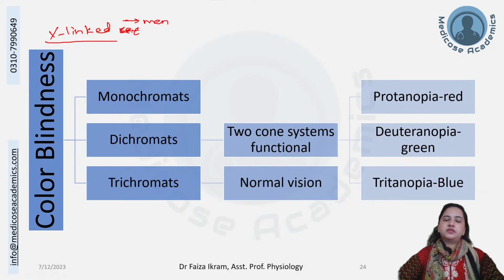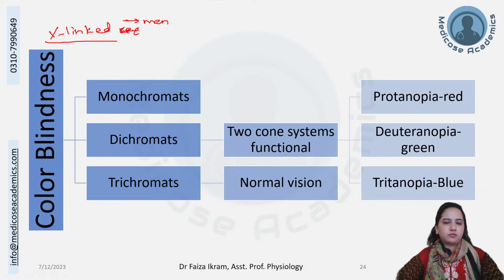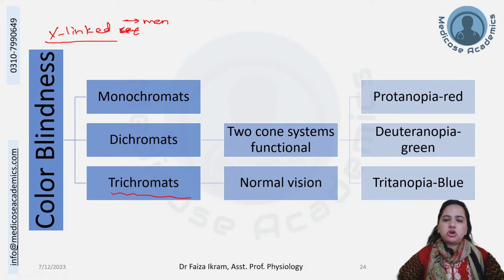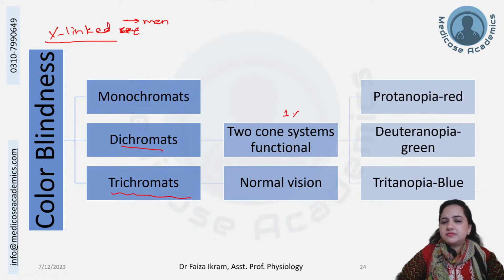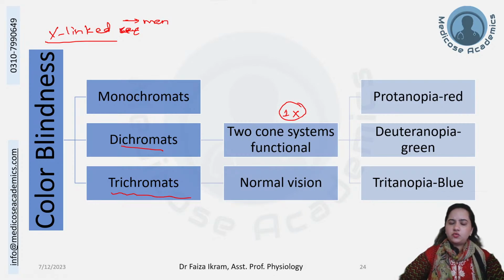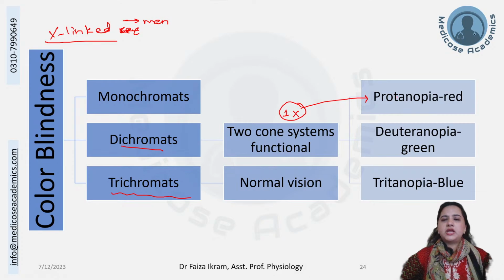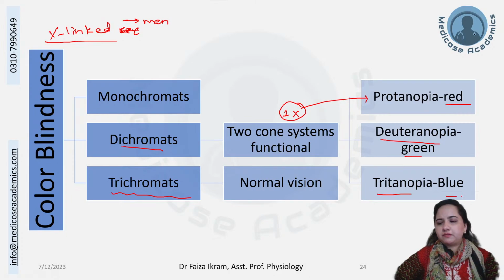Color blindness can be of three types: monochromats, dichromats, trichromats. Trichromatic vision is actually the normal vision in which all the three cones are working fine. Dichromatic vision is in which two cones are working fine, just one cone system is defective. The cone system which is defective gives the name of this disease. Protanopia, red cone is defective. Deuteranopia, green cone is defective. Tritanopia, blue cone is defective.